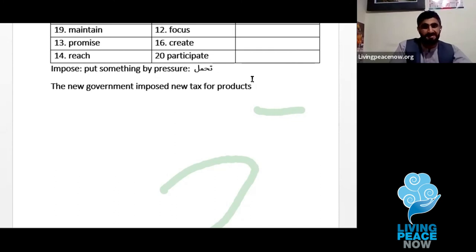The new government imposed the tax. Imposed is used with pressure. The new government increased the taxes for shopkeepers. I'll show you the other form. Imposition is the noun form of impose. So it's imposition.